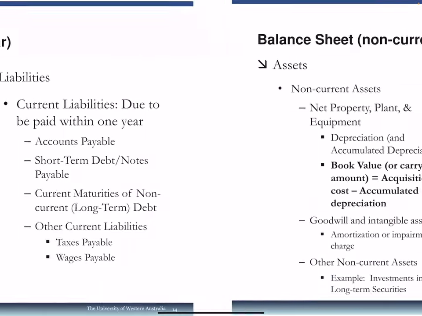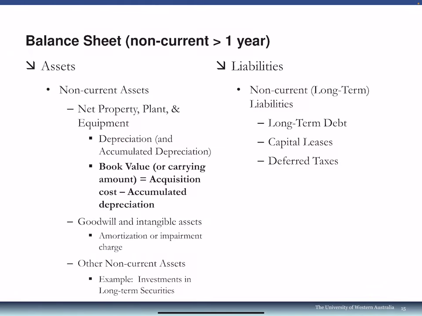All right, so for longer than 1 year, on the non-current assets part, we have property, net property, plant and equipment, and something very important here is something called depreciation. That is what you see from your balance sheet, right? And accumulated depreciation. And also the book value of the asset, which is defined to be acquisition cost minus accumulated depreciation. And these two are very important for you to understand when you come to the week that we do capital budgeting. The other examples include goodwill and intangible assets and other non-current assets here. So for example, investment in long-term securities. And on the liability side, you have longer-term liabilities: deferred taxes, long-term debt, capital leases.